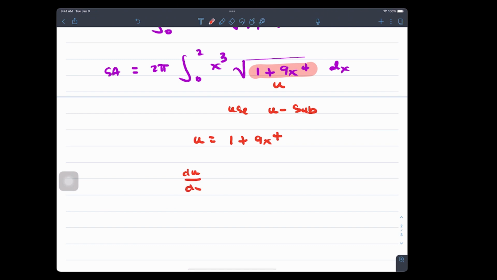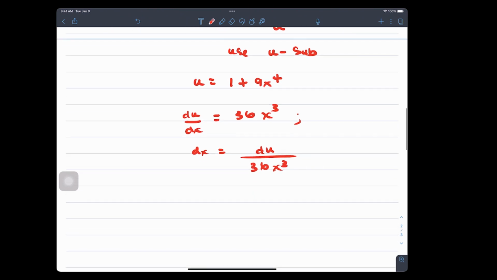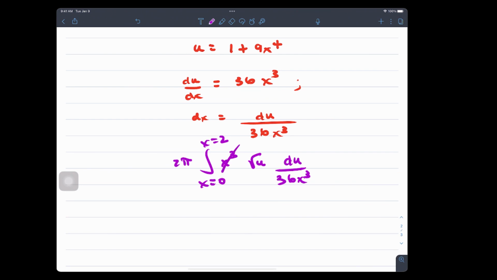So du dx, what's that derivative? Isn't that going to be 36x cubed? Where dx becomes what? Du over what? 36x cubed. Don't forget, this is x is 0. This is x is 2. Don't we have to change that to u? Right? You guys know what I'm saying? Because you got your x cubed going away.